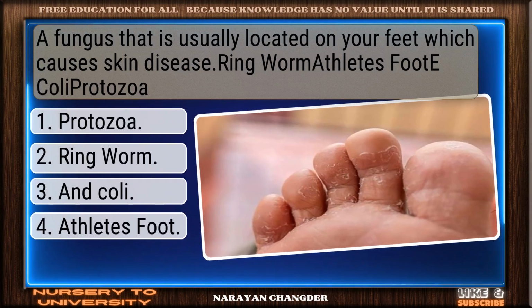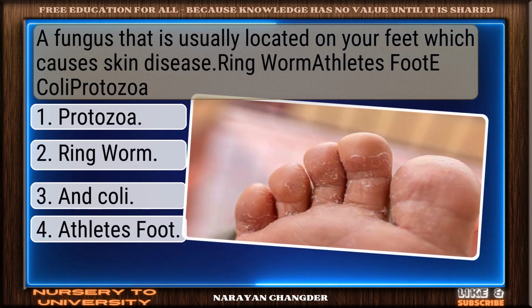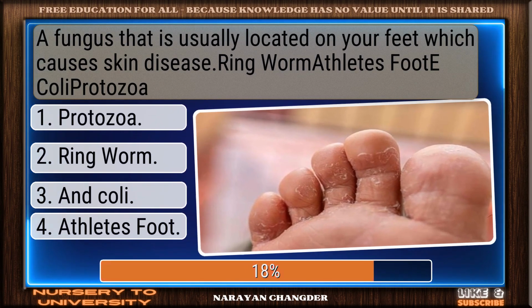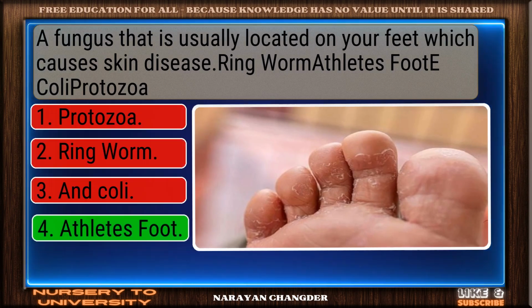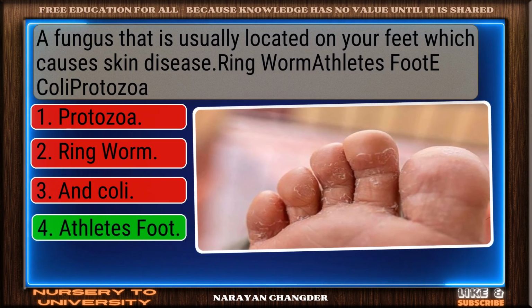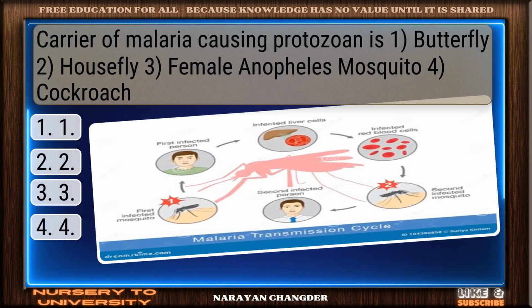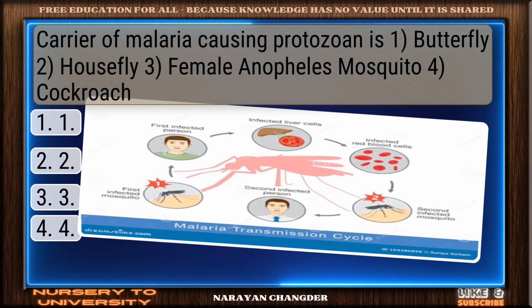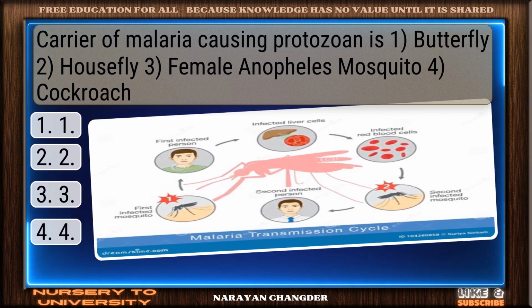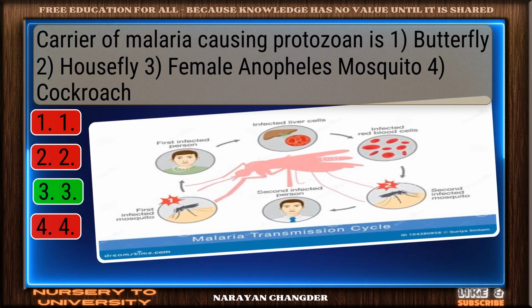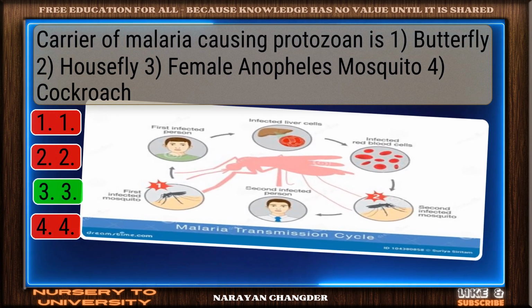A fungus that is usually located on your feet, which causes skin disease. Ringworm, athlete's foot, coli, protozoa. Excellent. Athlete's foot is a brilliant choice. Carrier of malaria-causing protozoan is 1. butterfly, 2. a housefly, 3. female Anopheles mosquito, 4. cockroach. On track. 3 is the correct answer.